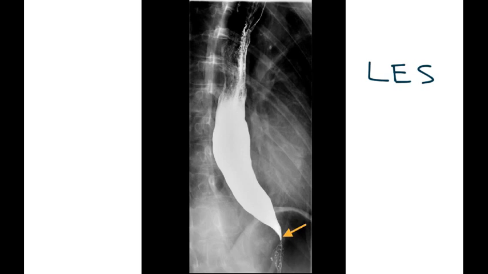So this is a very characteristic shape, and this shape is given a name. It's called bird's beak, because if you turn it around, it kind of looks like the beak of a bird.